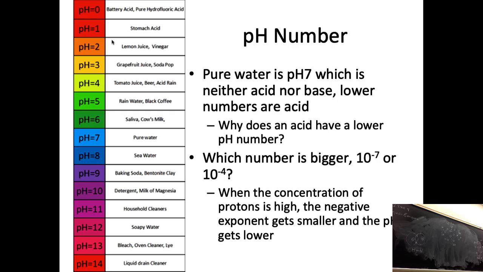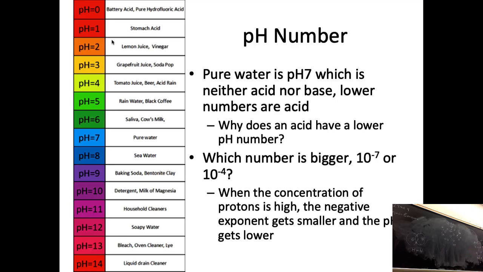So that's the pH scale. Notice that it goes larger. You start getting to basic chemicals, baking soda, detergent. You stop seeing things you can eat. You start seeing things like cleaners, bleach, oven cleaner, right? Those are very alkaline chemicals that take away protons.